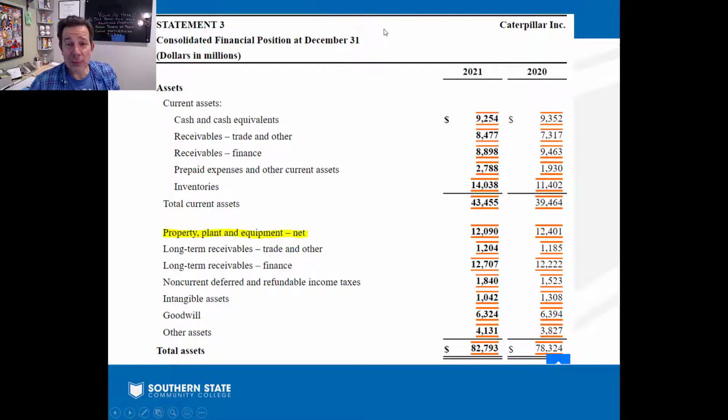Our third example, Caterpillar. You can see they've got property, plant, and equipment labeled right there. $12 billion out of $82 billion. So they've got quite a bit of property, plant, and equipment as well.